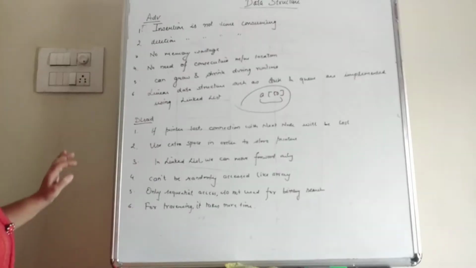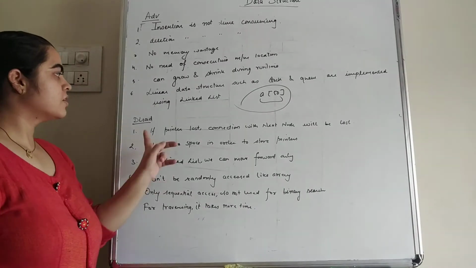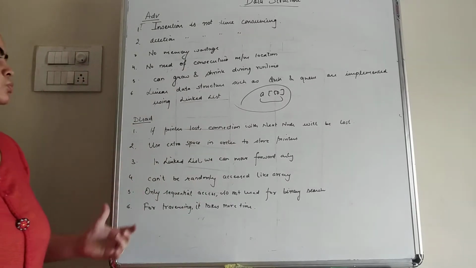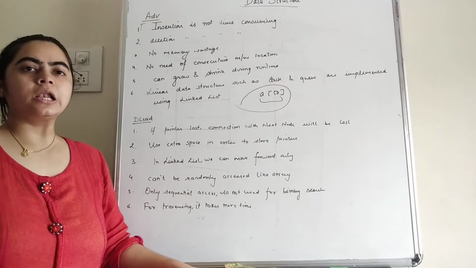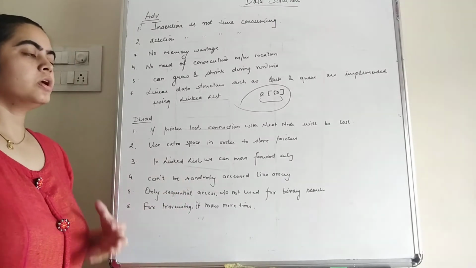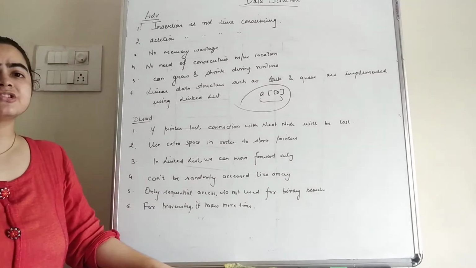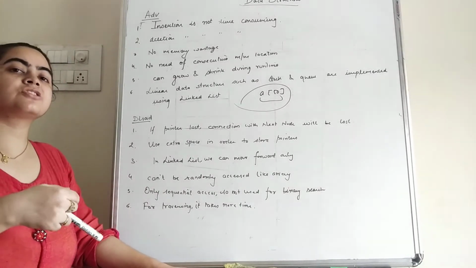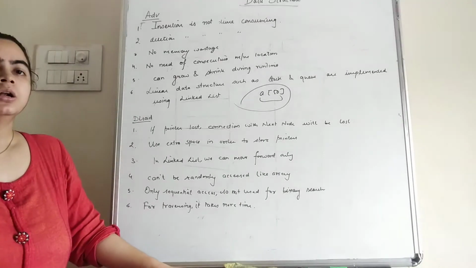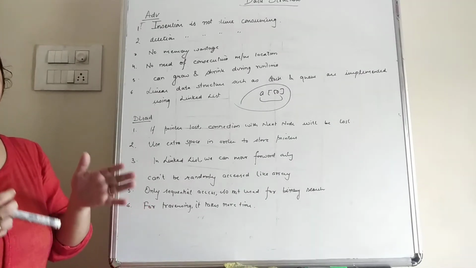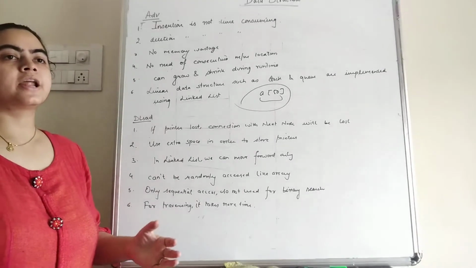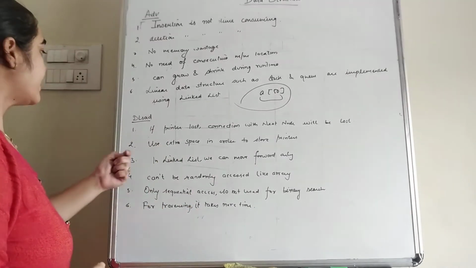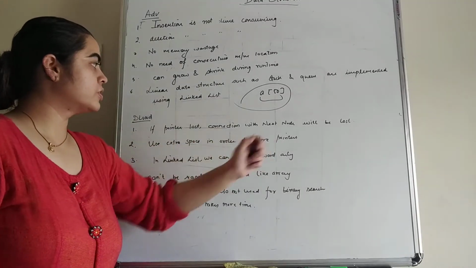Now come to the disadvantages. First disadvantage is if pointer lost, that means the connection with the next node will be lost. So students, each and every node contains the link or the pointer to the next node. So if by any chance any pointer is lost within the node, the connection with all the next nodes can break. So there is a discontinuation with all the connected nodes if any of the pointer or if any of the link is lost.